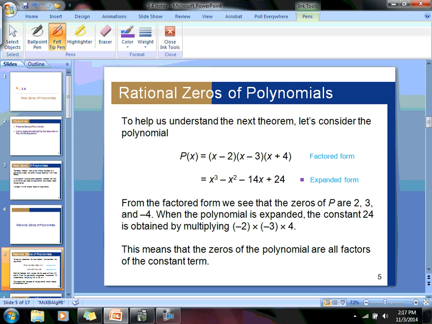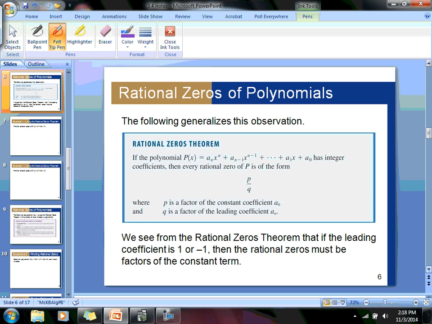And that's the constant term that's added on at the end in the expanded form. So there's a connection between these two concepts, the factored form and then that constant that's being added on at the end. And what that means is that the zeros of the polynomial are all factors of the constant term. So if you take the factors of your constant term and list them all out, your answers have to be in that list somewhere. So that's a pretty cool thing to know. And that is actually what we're going to use when we're dealing with the rational zeros theorem.